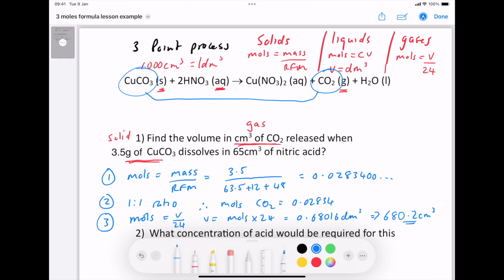So you can see in our first question, we used the solids formula and the gas formula at the same time.